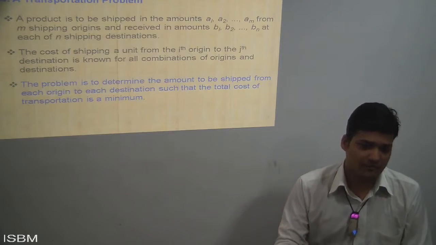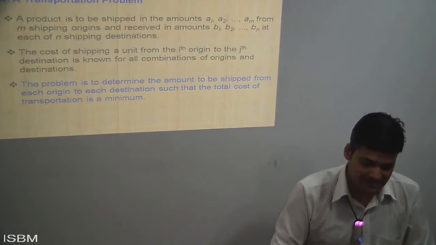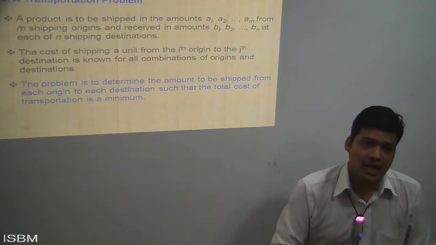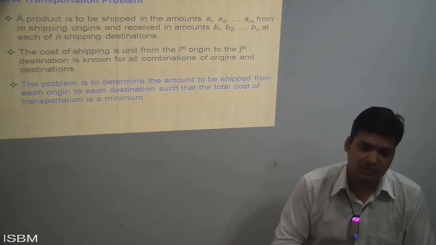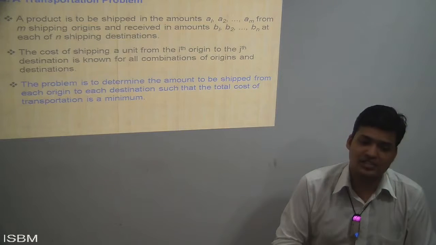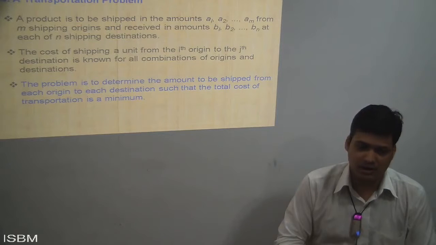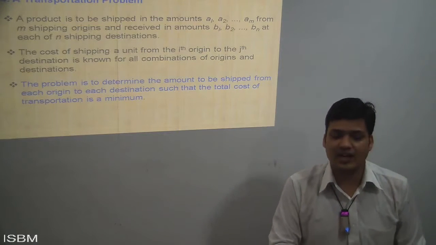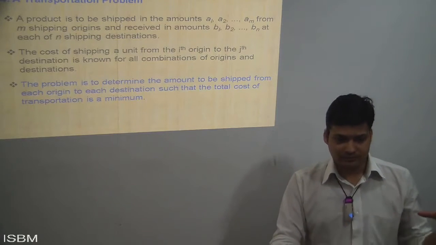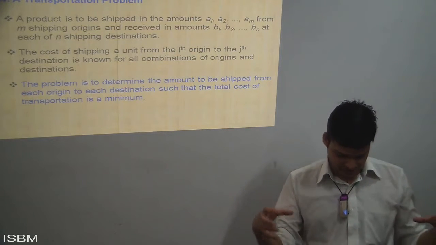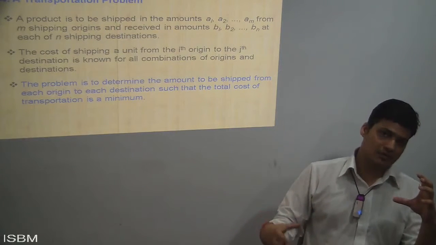Next is the fourth kind of problem, which is the transportation problem, which is different. Basically it's linear programming, but we have another chapter which we are going to learn in coming days regarding the transportation problem. A product is to be shipped in the amounts of A1 to Am from m shipping origins and received in amounts B1 to Bn at n shipping destinations. There is a source and a destination from where we are shipping the amount of the product and where we are receiving the amount of the product.